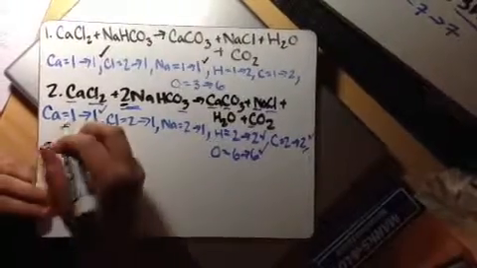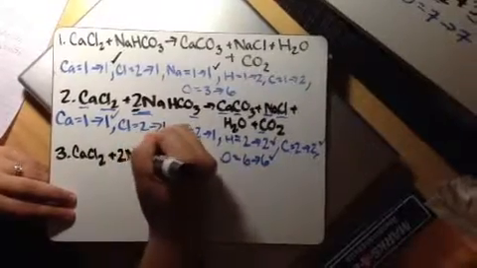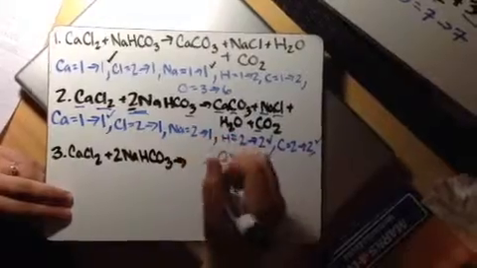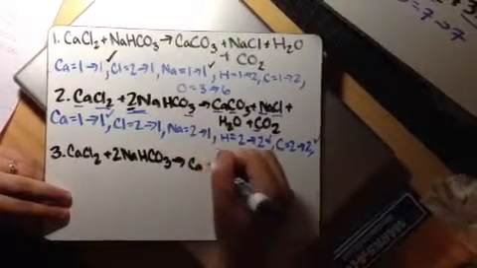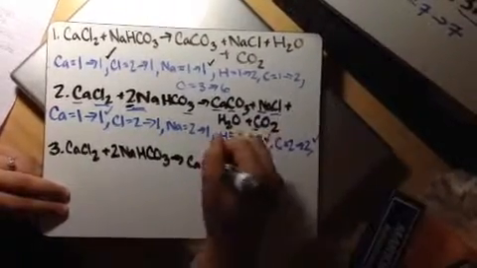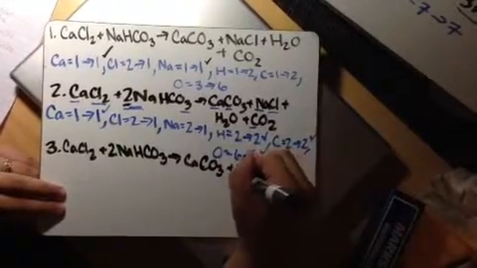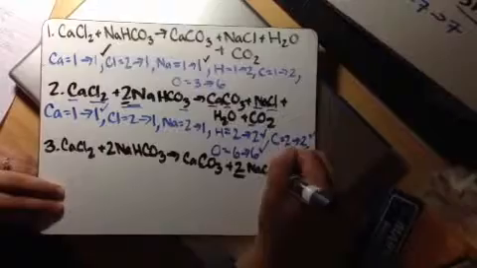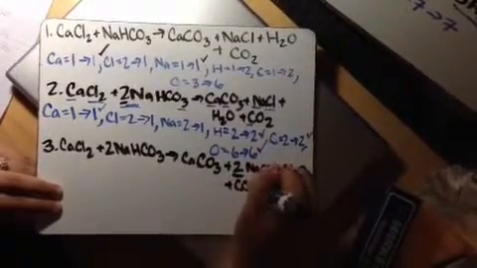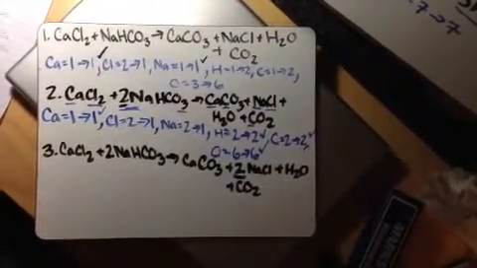So step 3. We've got CaCl2 plus 2NaHCO3 reacts and becomes the product CaCO3 plus 2NaCl, so that's what we're adding, plus H2O plus CO2. Now let's see if that changed, to finish the balancing of our equation.